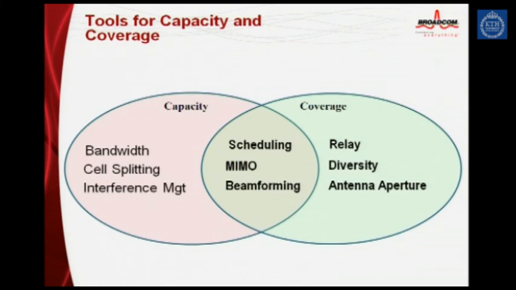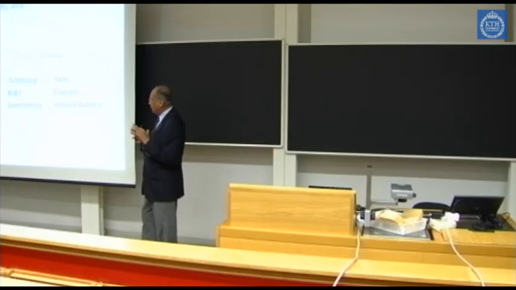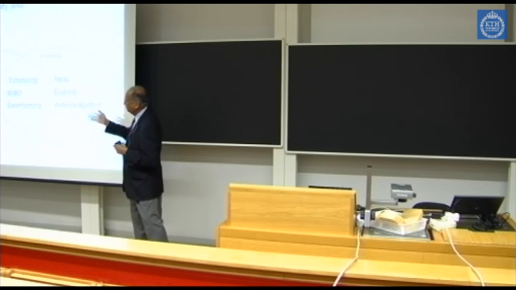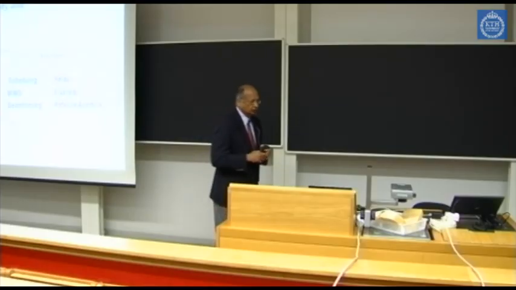And so broadly, most of you in the field know, these are the kind of tools we have. On the capacity side, we have bandwidth we can throw. We can go to smaller cell splitting, which is a good way to get capacity. Certainly, interference is an area where a lot of good things are being done, but that's a source of buying capacity, interference management. And on coverage, use of relays, buying in more diversity, which combats fading, therefore always will give you better coverage. And buying antenna aperture, so if you collect more energy by a bigger antenna, you can certainly get link budget gains. And things like scheduling, MIMO, beamforming also provide both capacity and coverage. So these are the typical tools. I'll have a few remarks to make on these tools.